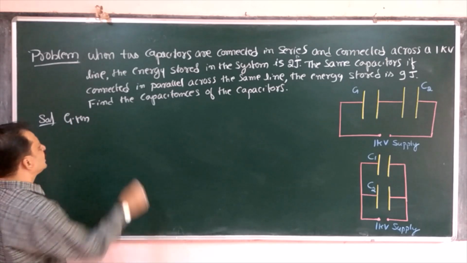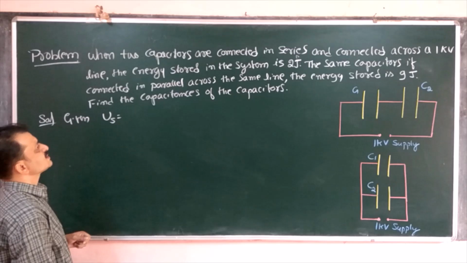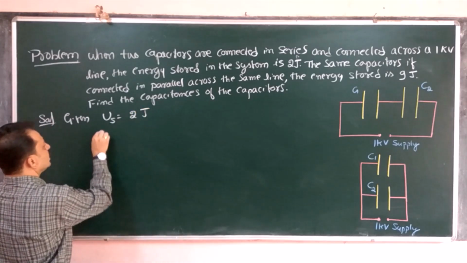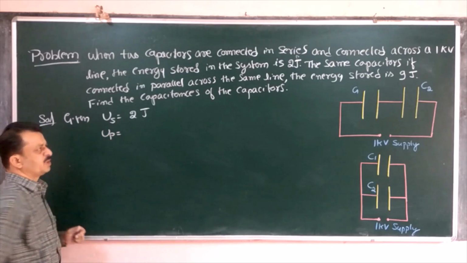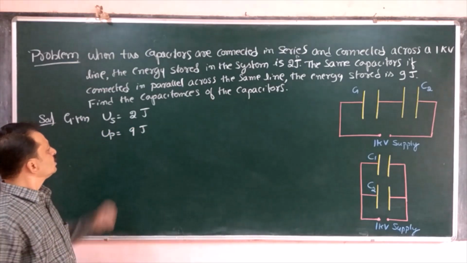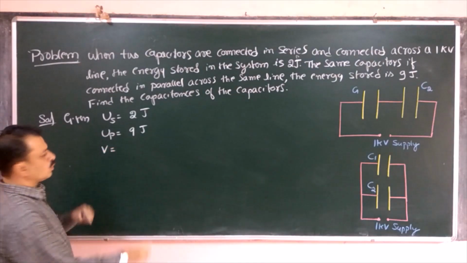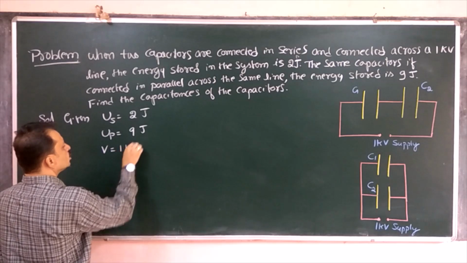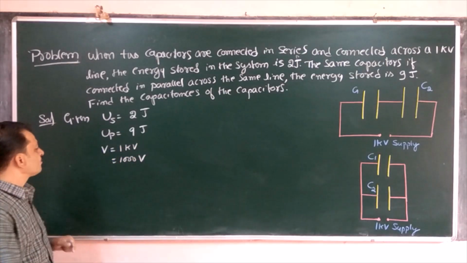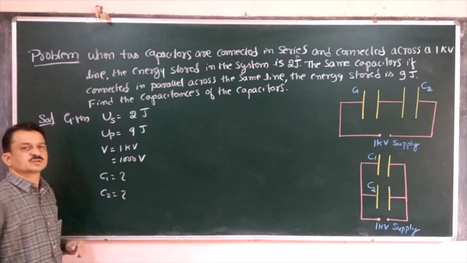Given, if I take energy stored in series combination, it is 2 joules. Energy stored in parallel combination, it is equal to 9 joules. The power supply is given, that is V is equal to 1 kilovolt. 1 kilo means it is 1000 volts. We have to calculate what is C1 and what is C2.